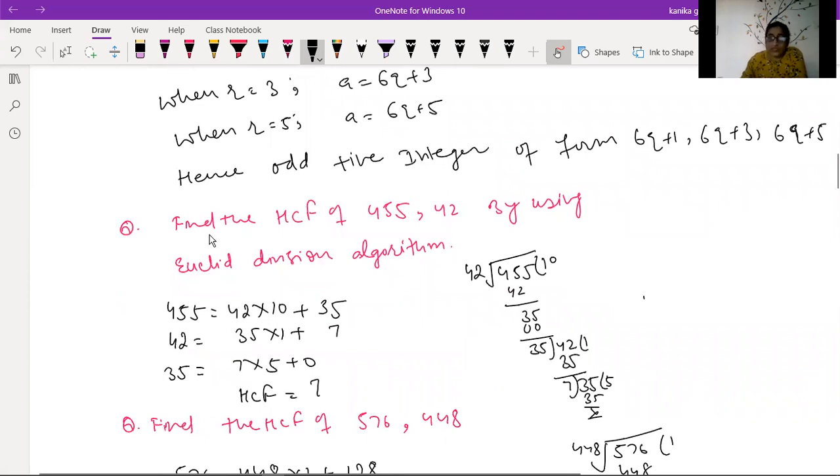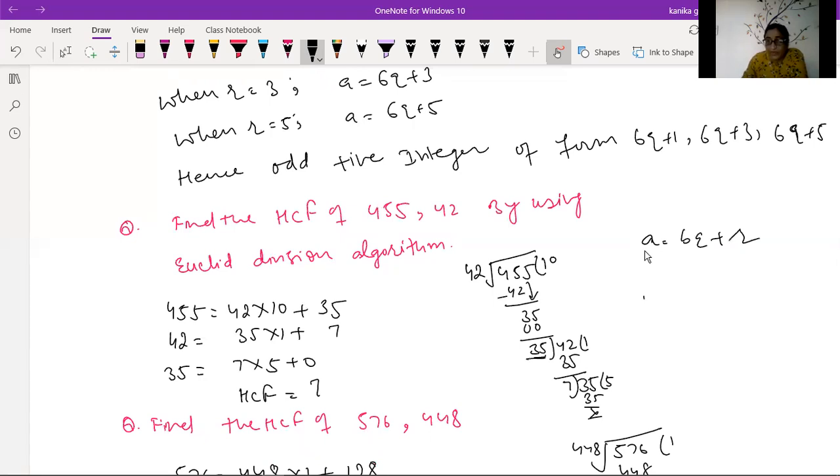Now our next question is, find the HCF of 455 and 42 by using the Euclid division algorithm. Now you have to take the HCF of 455 and 42. We have to solve this. 42 ones are 42. So 45 minus 42, we get 3 and bring down 5. So we get 35. 42 zeros are 0, and we get this remainder 35. तो आपको पता है कि हम यूक्लिड कैसे लिखते हैं? a इज इक्वल टू bq प्लस r.